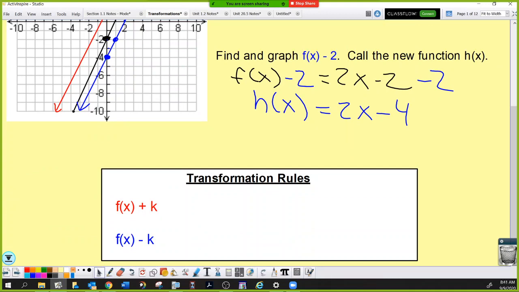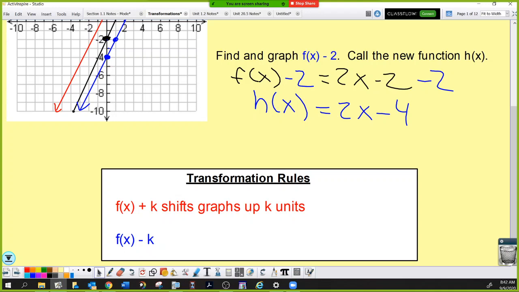The general rule is, and you'll notice my general rules are also the same colors. So f of x plus k, where k is any constant term, any number. So f of x plus 5, f of x plus 10, f of x plus 27, whatever. Anytime I add something outside the f of x, the general rule is that shifts the graph up that many units. So f of x plus k shifts my graphs up k units.